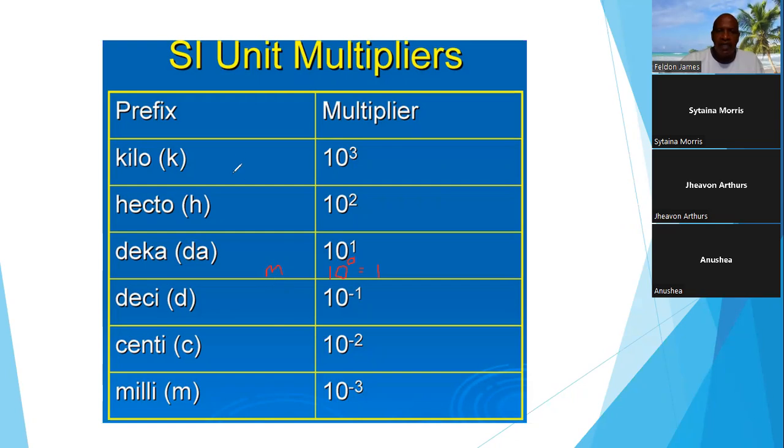So if we say kilometer, what that means is we have 10 to the 3 meters. And 10 to the 3 meters really means 1 kilometer is what? Anybody remember how much 1 kilometer is equal to? How much meter? 1 kilometer equals how much meter? It's 1,000 meter.